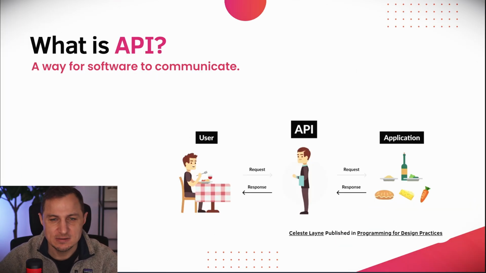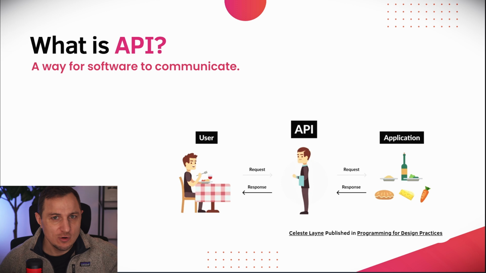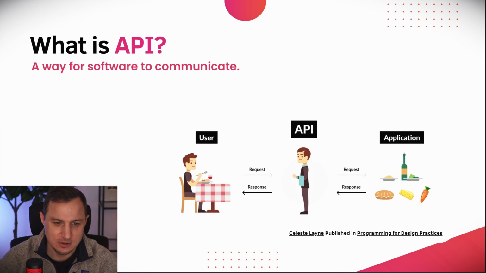API stands for Application Programming Interface. What it allows us to do is communicate between different software or between different servers. So you have one software, server or website, and you want to get the data from there to use it on another server. In order to achieve that, you need to use this thing called an API.